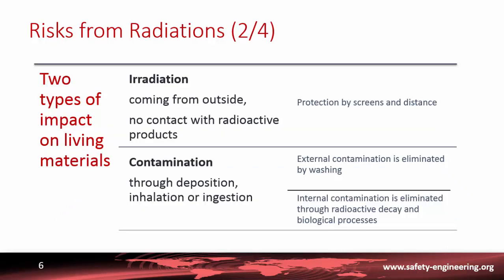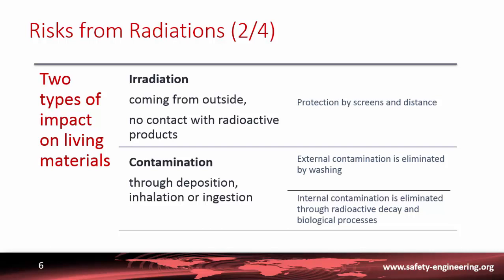There are two ways of impacting living material from radiation. We call the first one irradiation. It's the situation where the radiation comes from the outside, and this could occur without any contact with radioactive products. The way to be protected against irradiation is by putting some screens or increasing the distance between the source and the living material.